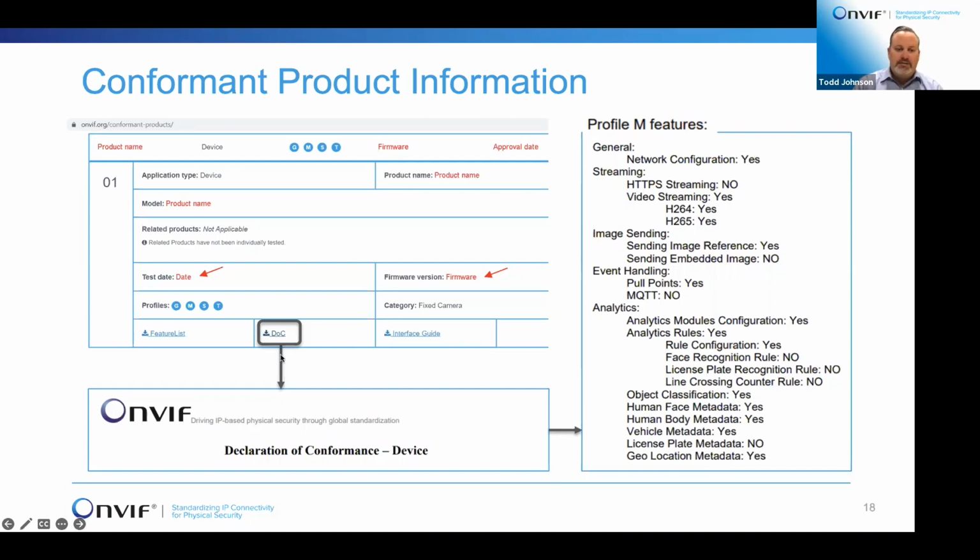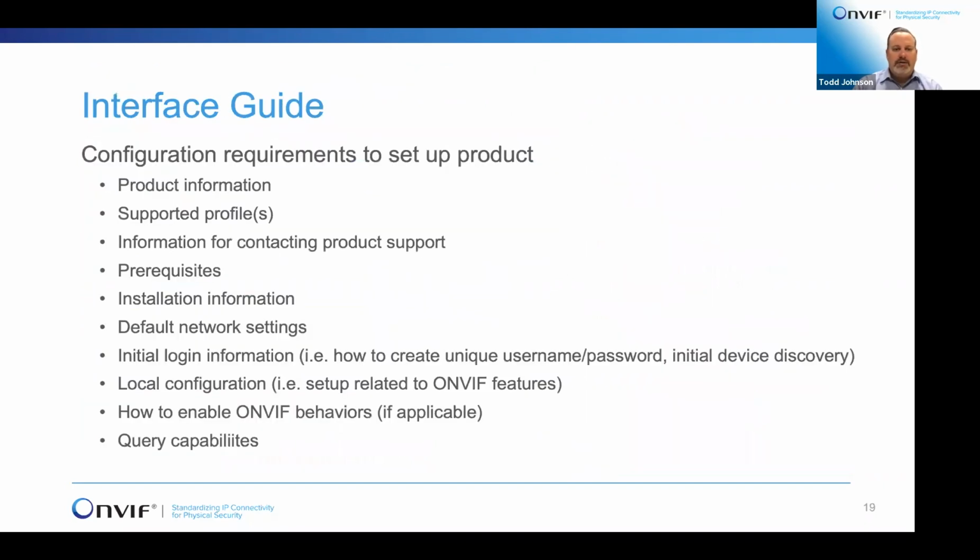Okay. There's some other documents. There's the feature list. I'm not going to show an example of that. It's a really detailed XML-based document, but it shows all the various supported calls of that device or client. And then there's an interface guide, which I'll talk about on the next slide, which is a document provided by the manufacturer to show the various details of the product.